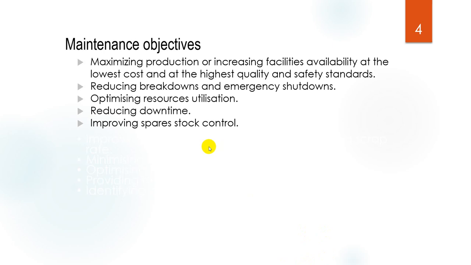So the maintenance main objective is to maximize production. By maximizing this kind of production, that means you are increasing the profits. But we still have a very important part: we can increase the production, but at the same time if you increase the maintenance cost, you don't have any profit, you gain no profit.